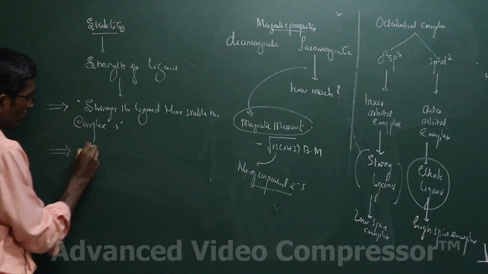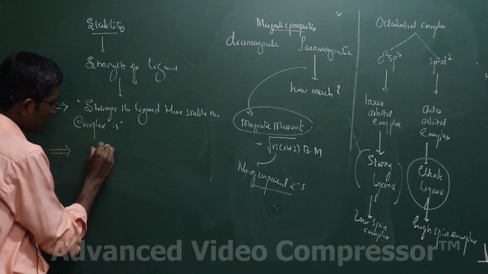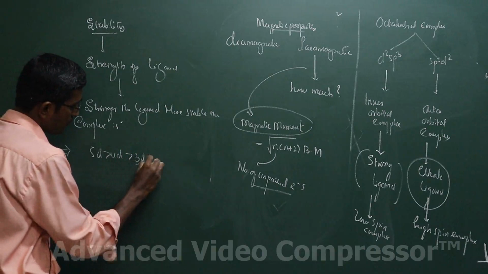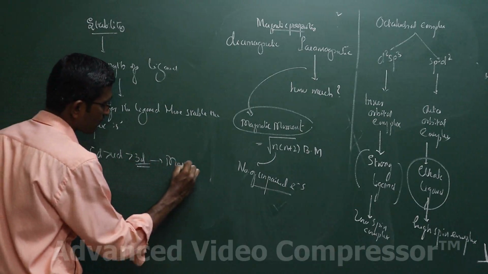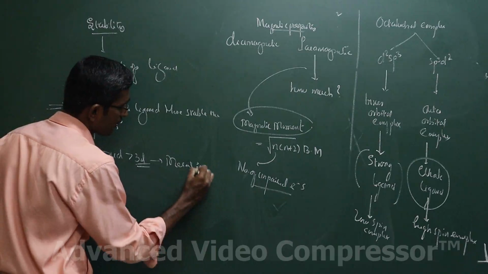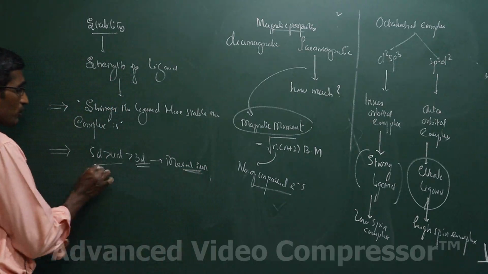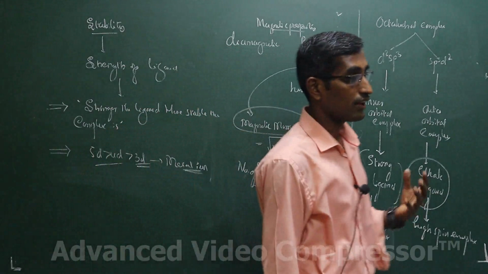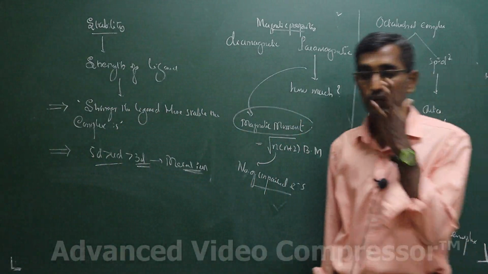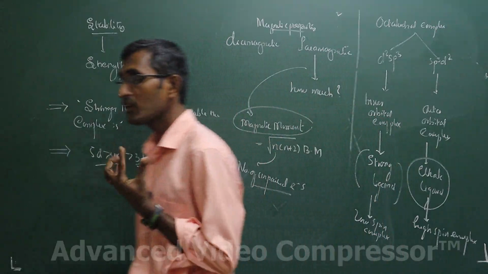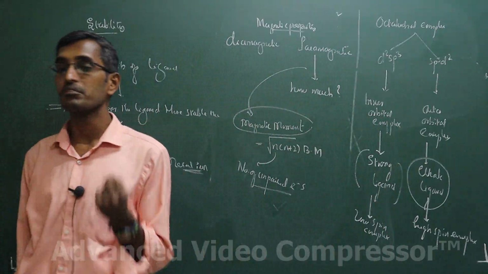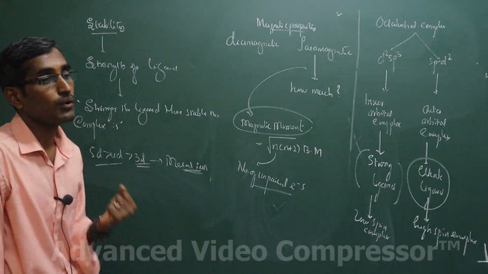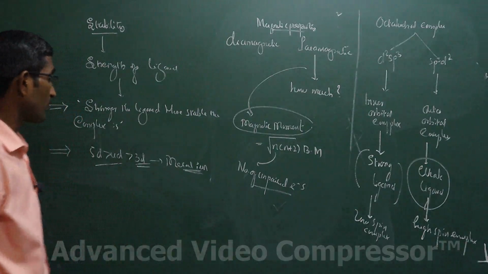Second thing is, 5d greater than 4d greater than 3d. So that is related to the metal ion. Stability will be higher if there is an involvement of the 4d and the 5d metal ion. I said in the previous session that to make a stable complex, you don't need a strong ligand for the 4d and 5d metal ions. Only you need strong ligand for the 3d metal ions.